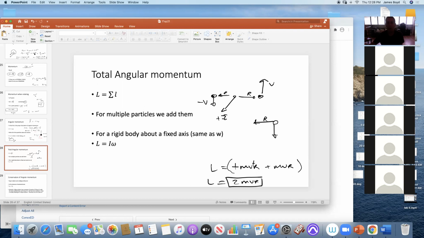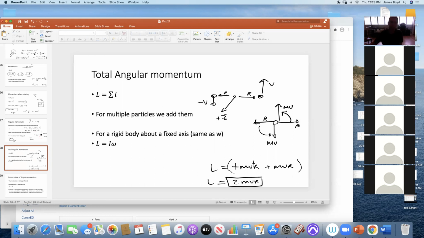R, mv, R, mv. This one's turning positive, this one's turning positive. They're both turning clockwise. They both have positive angular momentum, and we just add it together to get the total of the system. I hope that makes sense.